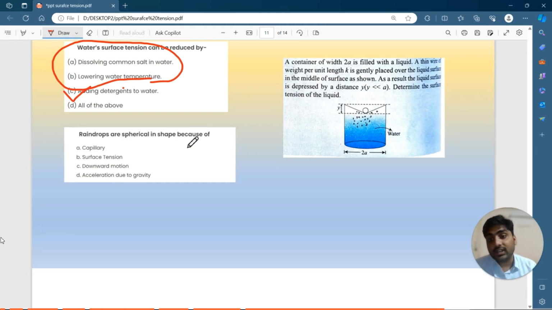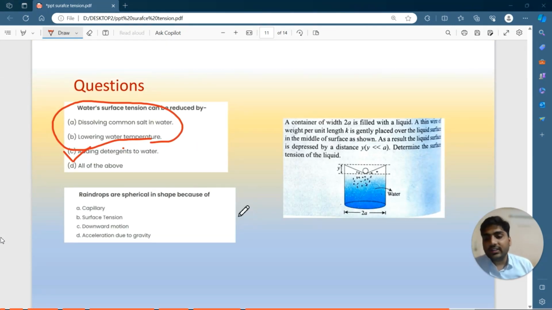Can you see that raindrops are spherical in shape because of? This is because, as I told you, dew drops or raindrops are all in the shape of a sphere. These drops are spherical because of surface tension only. So the answer would be B.